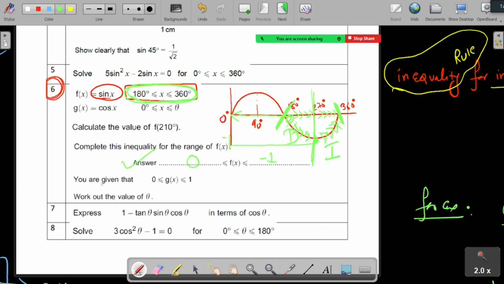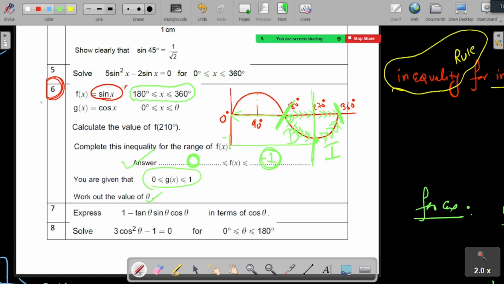You are given that your g(x) is lying from 0 to 1. Work out the value of theta. Now, see, it's a very good question. In the first part, for sin x, you have the domain, that is 180 to 360. Then you have to find its range, that it will lie from 0 to -1. Is it okay?